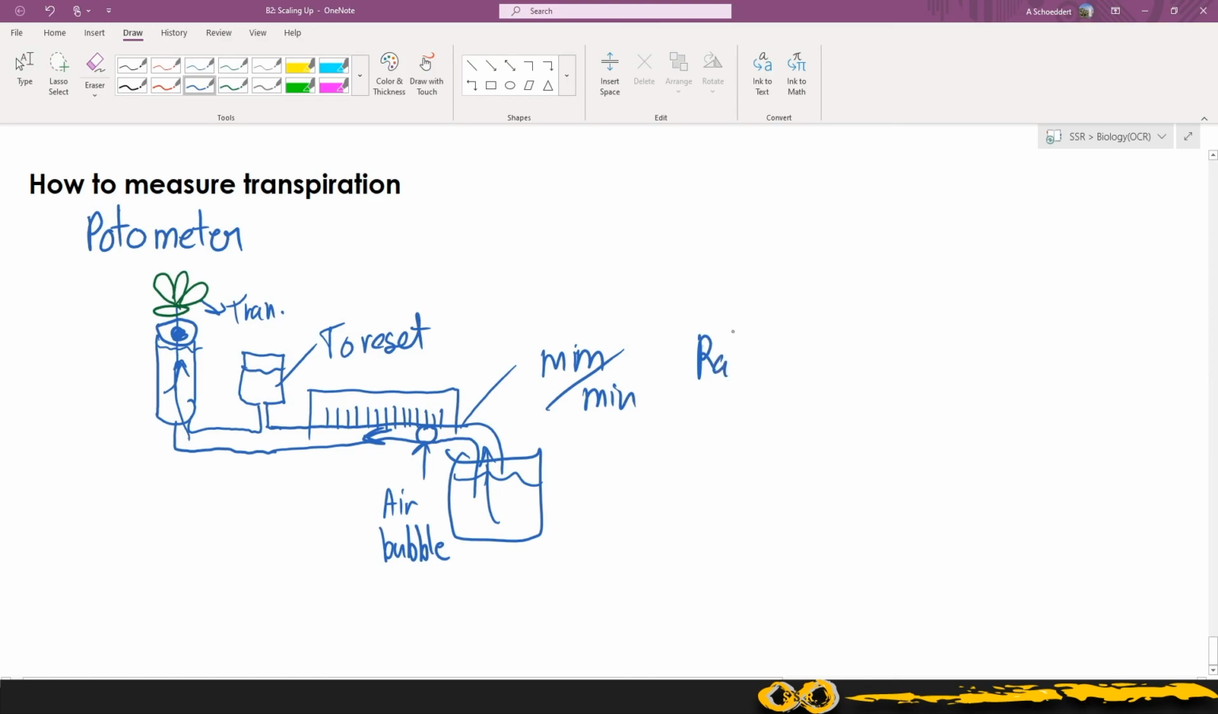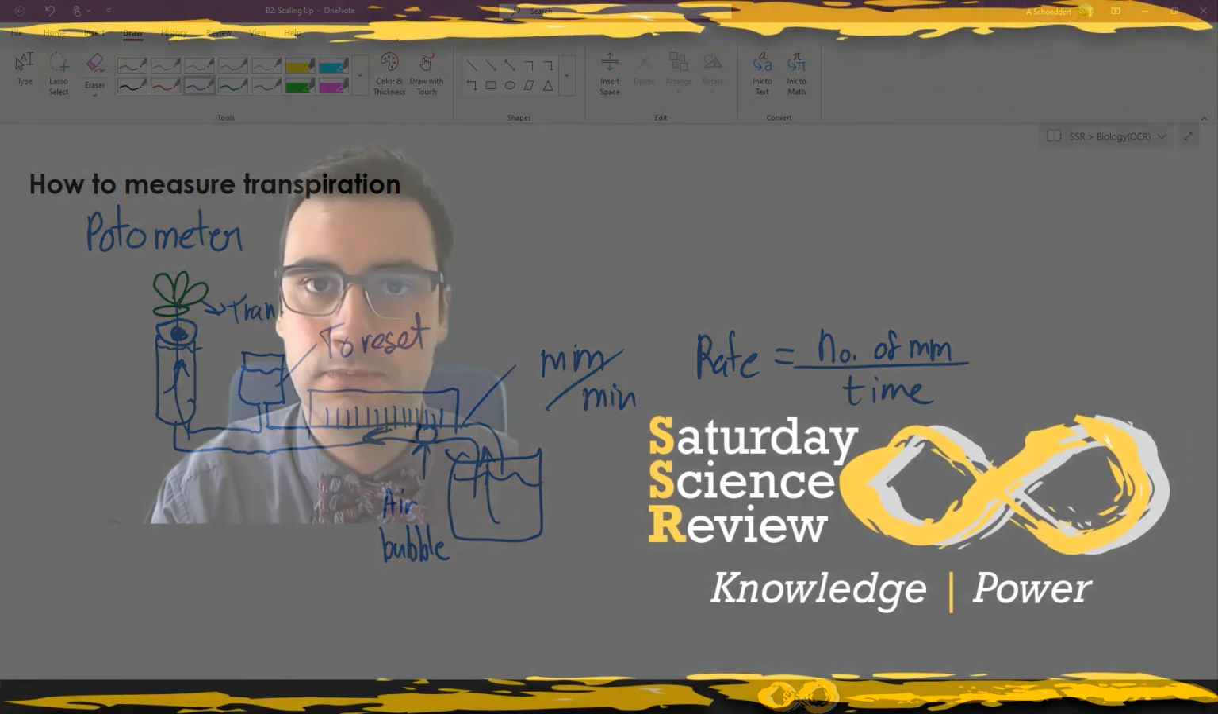So the rate of transpiration is going to be the number of millimeters divided by the time that it took for the plant to pull the bubble that many millimeters. You can calculate the rate in a number of different conditions, and then you'll be able to discover which conditions have what effect on transpiration.